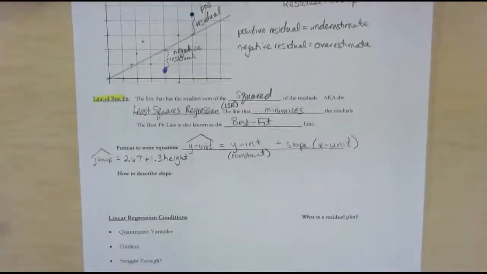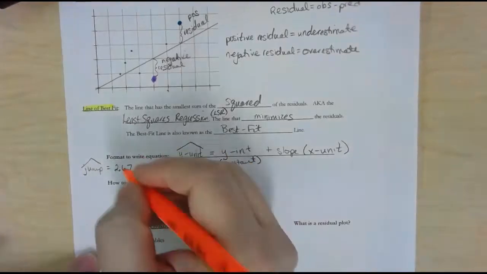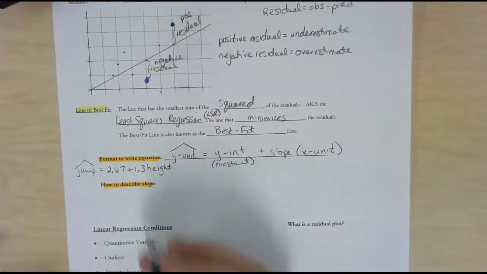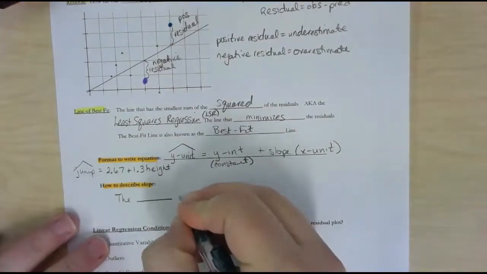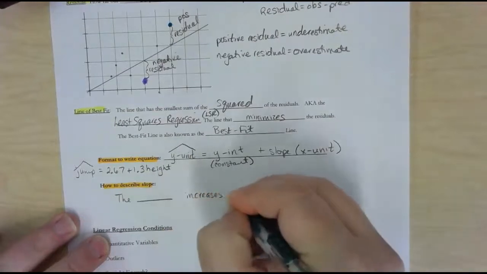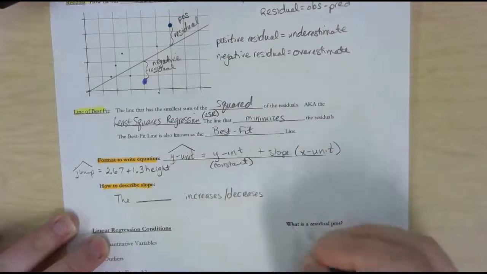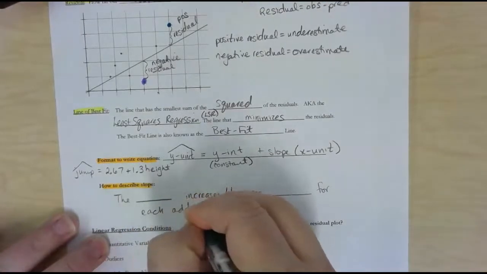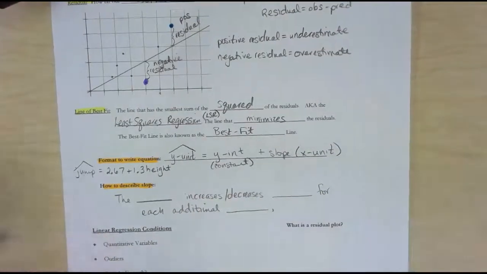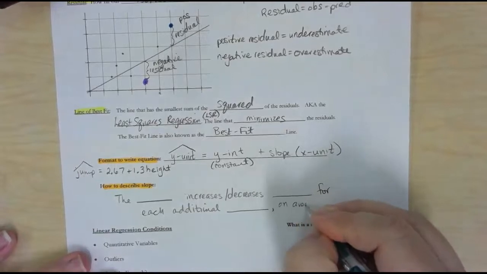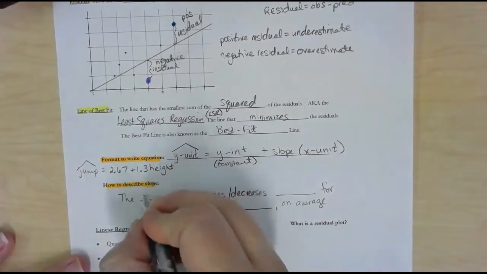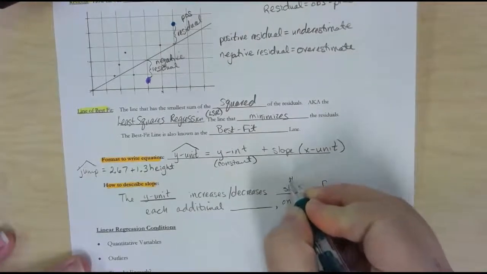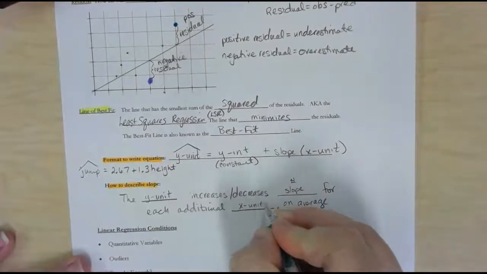Okay, so how to describe slope. This is kind of an important thing. You're going to have to do this a lot. Let's highlight these. And we want to make sure that we understand it. And so what I've done is I've created a sentence stem that you can use over and over. So it's the blank increases or decreases, and you have to circle one of those. Blank for each additional blank. And now here's the most important thing. It has to be on average. You got to remember that part. Okay, so what happens is the y unit increases or decreases whatever the slope number is for each additional x unit on average.